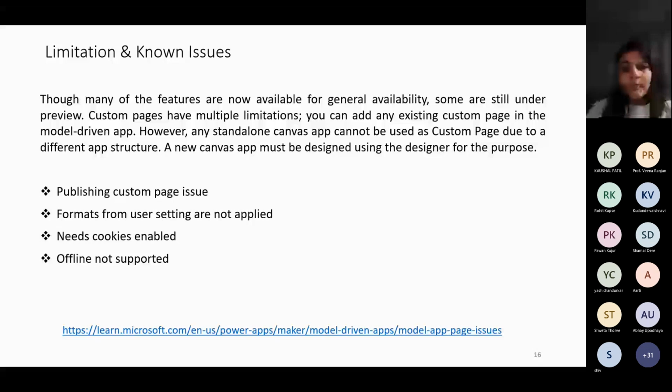The third thing is, whenever you are working with custom pages in your model-driven app, it is necessary that you have your browser cookies enabled for better performance. Browser cookies are required by the Canvas app runtime. So you must have them enabled for performance, or you might face some issues.